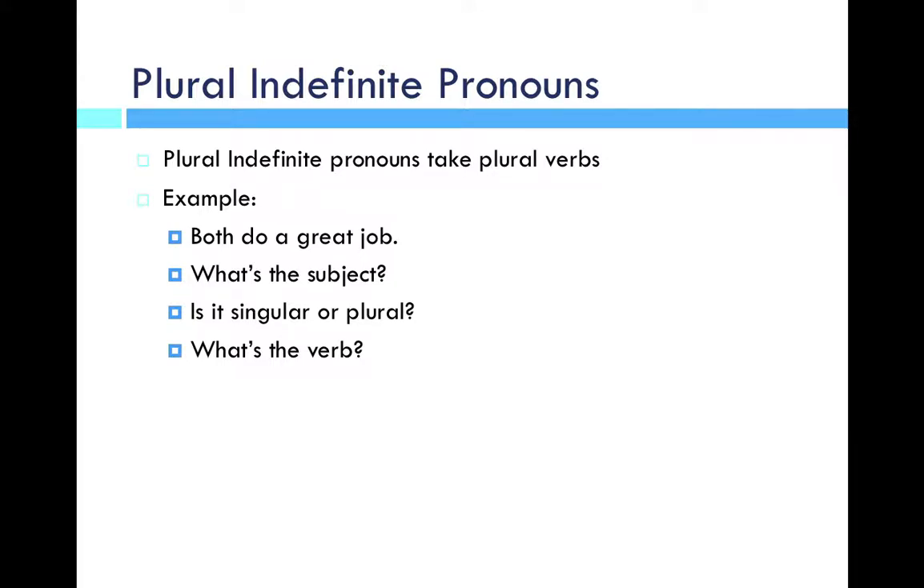Plural indefinite pronouns take plural verbs. So our example is, both do a great job. The subject is both. That's who's performing the action. And we know, because we looked at the chart, that both is plural. So that means that the verb do also needs to be plural.